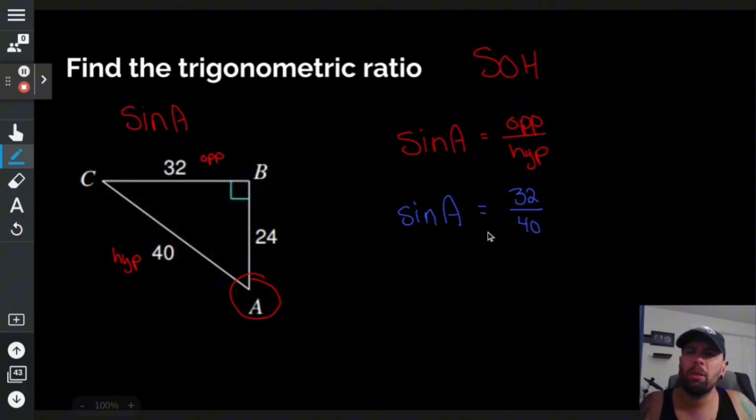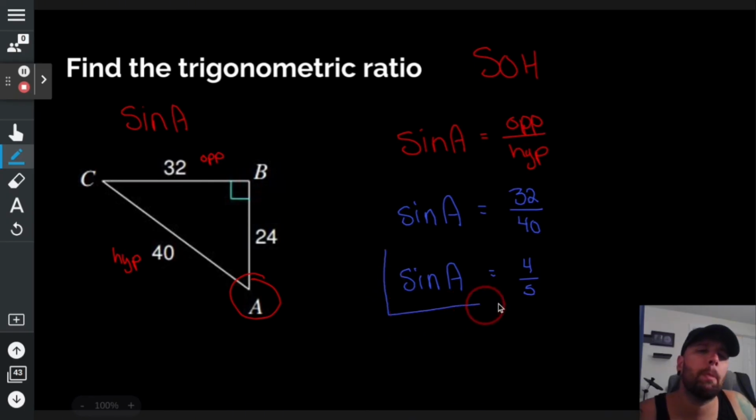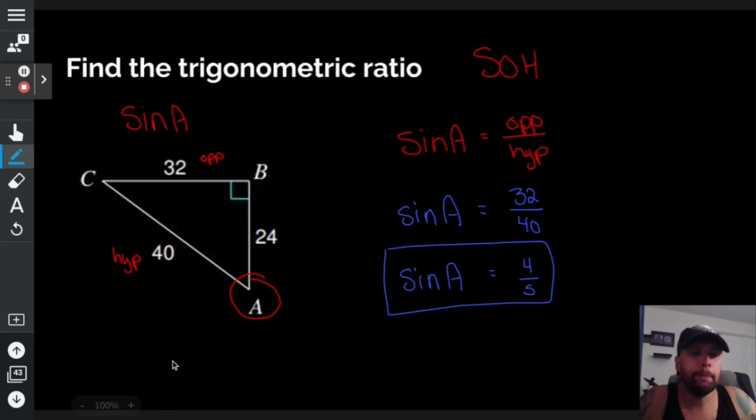Again, the same exact numbers it seems like we had last time. They're both divisible by 8, so not the same exact numbers, but very similar numbers. Divide both of them by 8, you get 4/5. So that's the trigonometric ratio. Okay? So I didn't find anything. I didn't solve for any angles or anything like that.